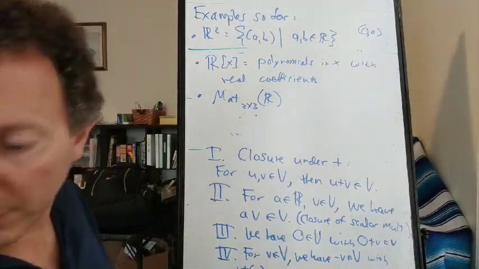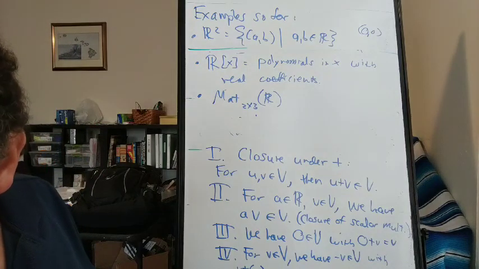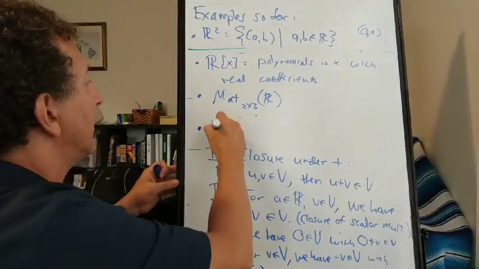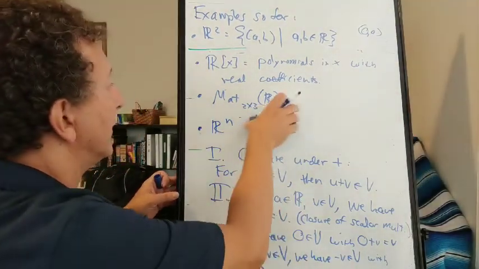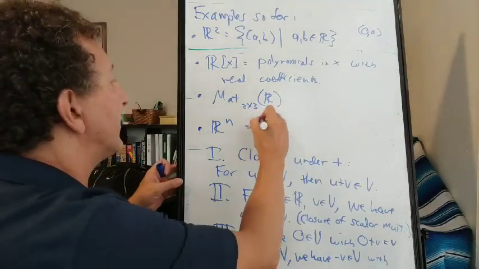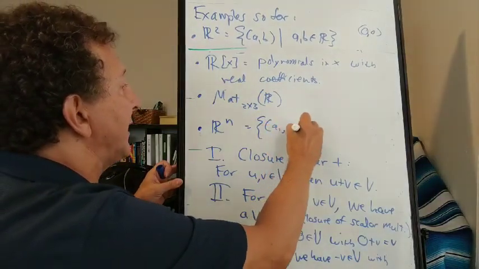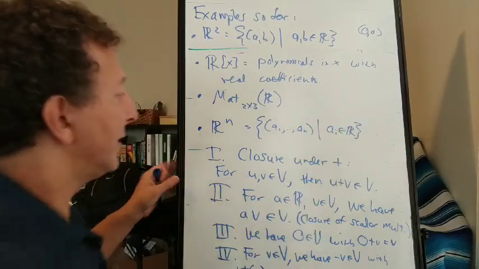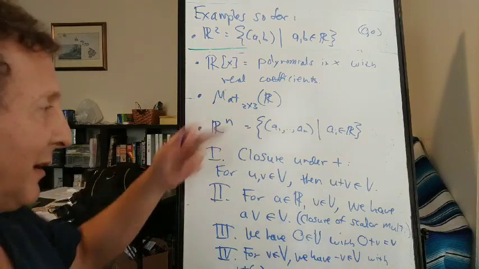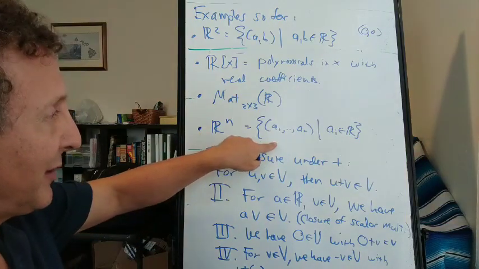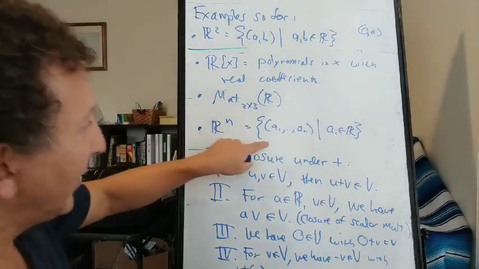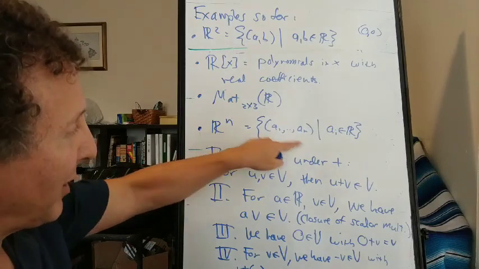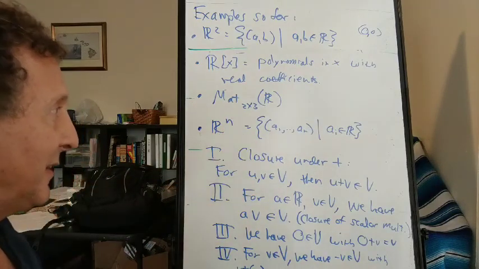So what else did we have? We had Rn. So Rn is lists of n real numbers. Of course, if we add any two lists of real numbers together, we get a list of real numbers. If we multiply one by a real scalar, we get a list of real numbers. The 0 list is a list of real numbers. And for any list of real numbers, we can multiply all those real numbers by -1 to get the additive inverse.